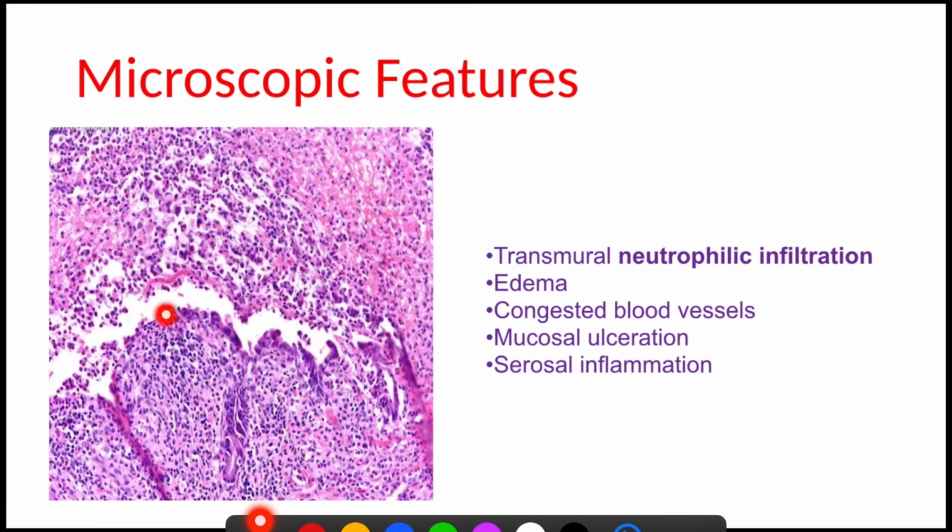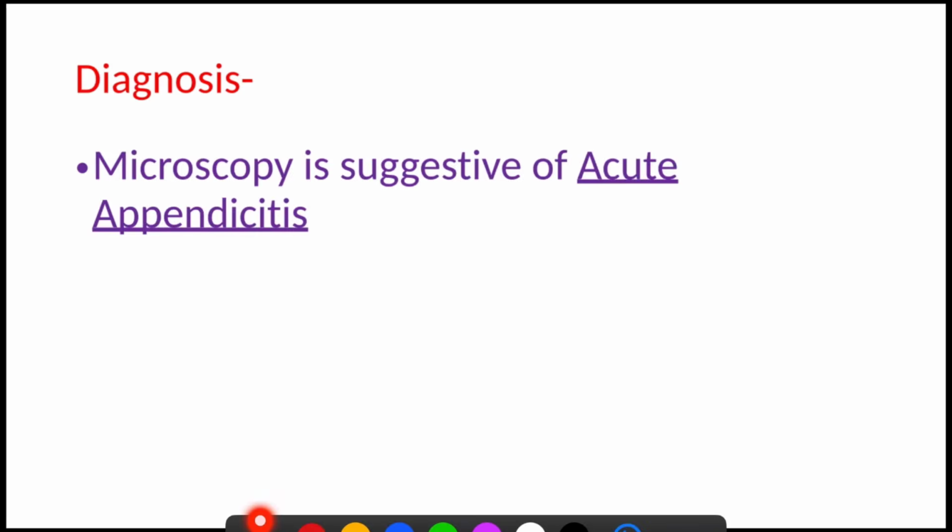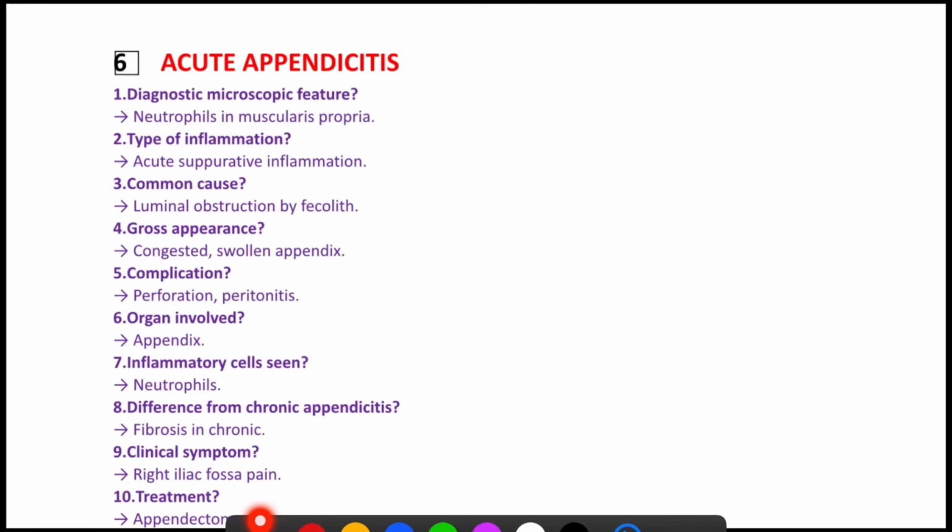Mucosal ulceration. Ulceration means loss of epithelium lining. And you can also find serosal inflammation. So these are the features suggestive of acute appendicitis. And you can be asked some questions related to acute inflammation as well as chronic inflammation.